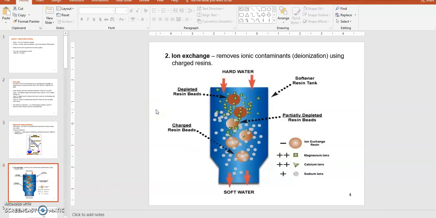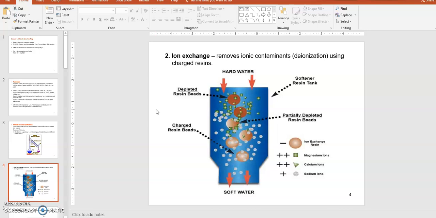Number two method you can use is deionization method. When I say deionization, what does that mean? You can remove ions by running your water through a charged ion bed. Right? You may have something like that at your home if your water is very hard, because you have a charged ion bed.